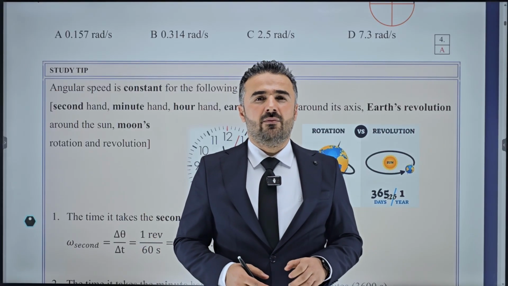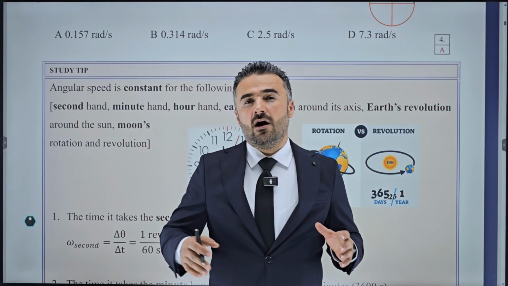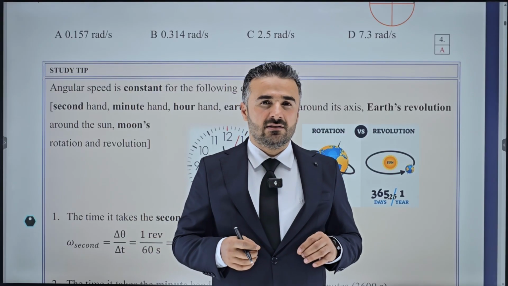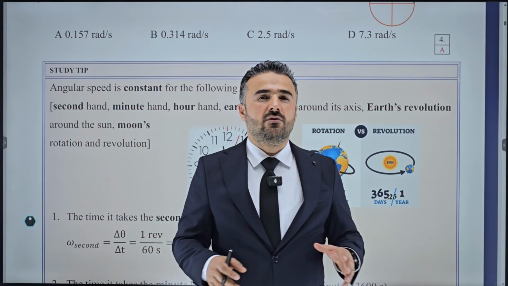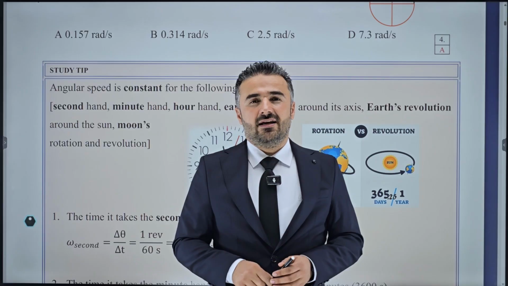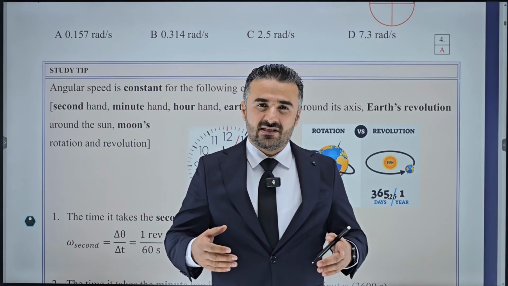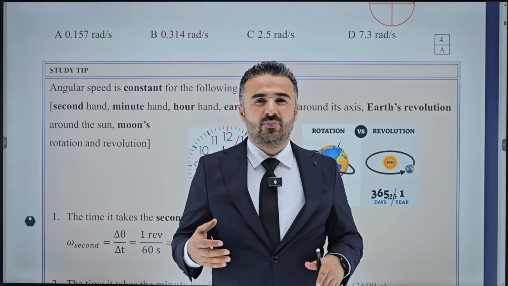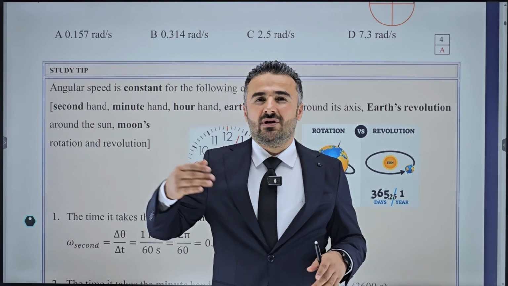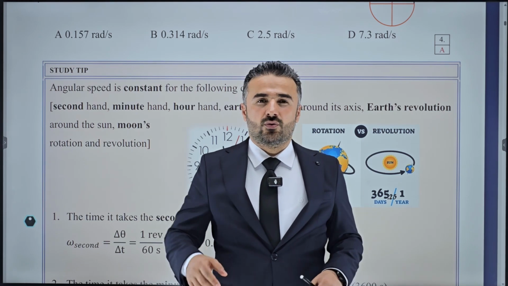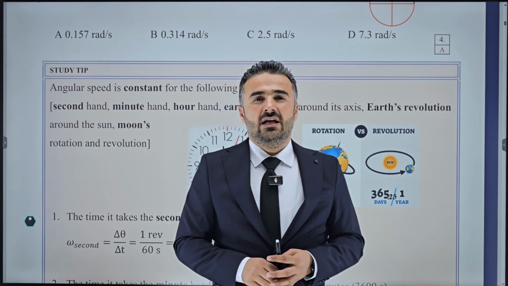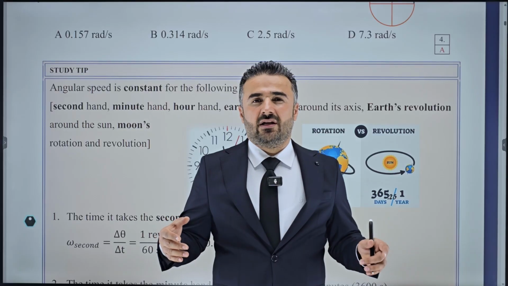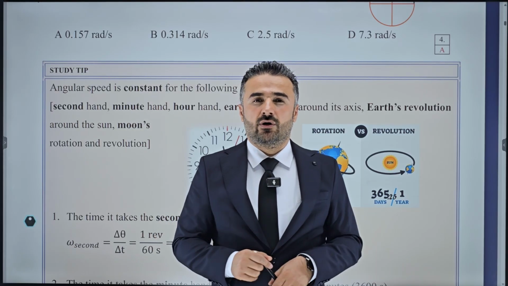Now, today we'll talk about the angular speed of some of the objects that have a constant angular speed. What do we mean by constant angular speed? That means they have a fixed angular speed. Their angular speed is not going to increase or decrease. In other words, while they're rotating or spinning, their rotation is not going to increase or decrease.